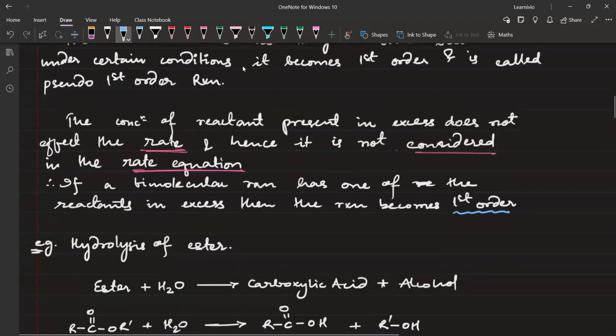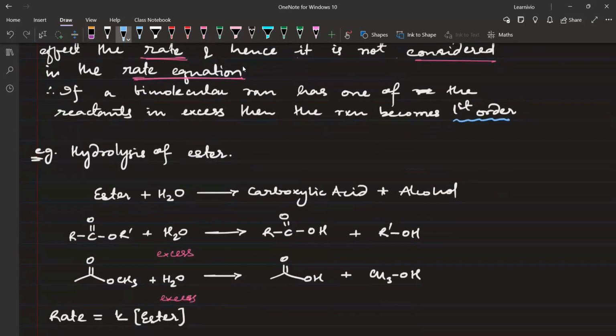अब उसका एक example, hydrolysis of ester. Ester plus H2O gives carboxylic acid plus alcohol. We have RCOOR' plus H2O, it's RCOOH and R'OH. ठीक है? अगर हम इसी को excess में रखेंगे, then what will happen? This particular reaction, which is essentially a second order reaction, it becomes first order when H2O is in excess.